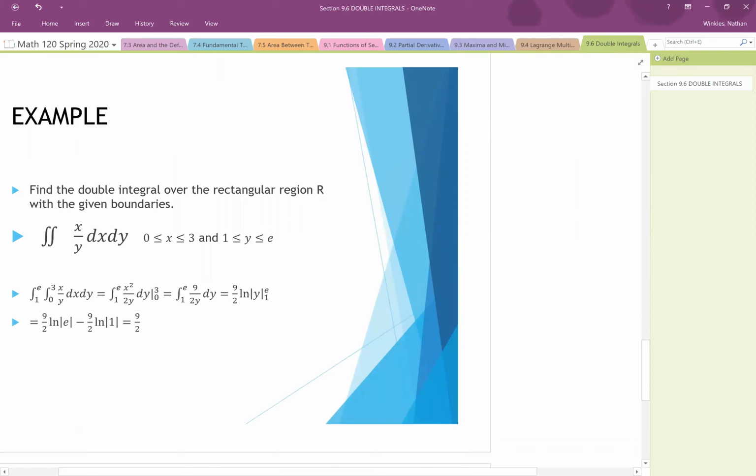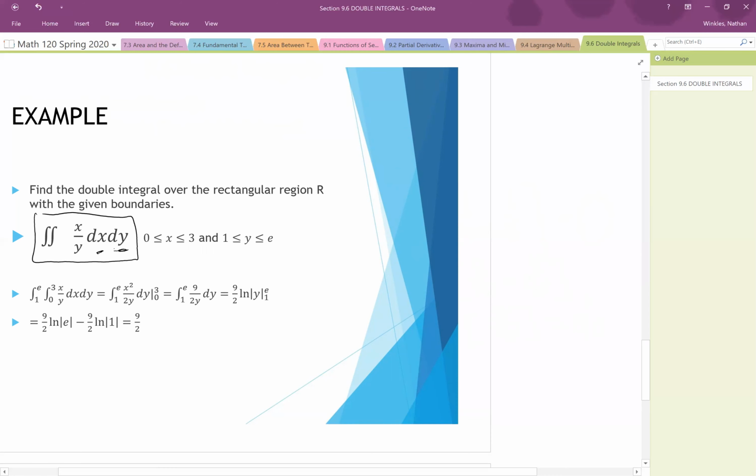So sometimes we're going to have to set them up and everything. So in this case, find the double integral over the rectangular region R with the given boundaries. Anytime that we see this type of notation here, they're not telling us our limits here, but they're telling us the order. They give us dx and dy. In a case like this, does it really matter?